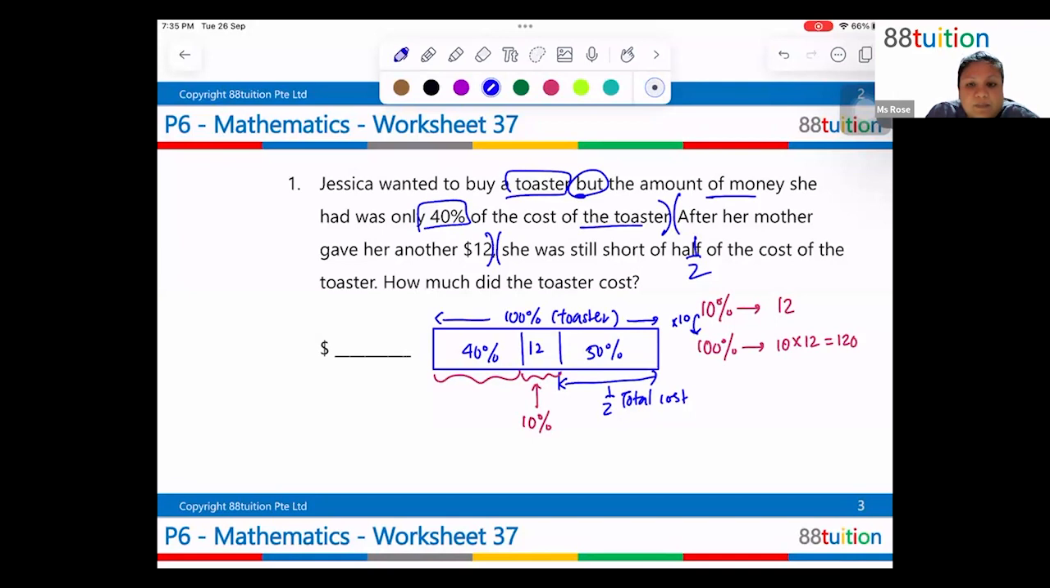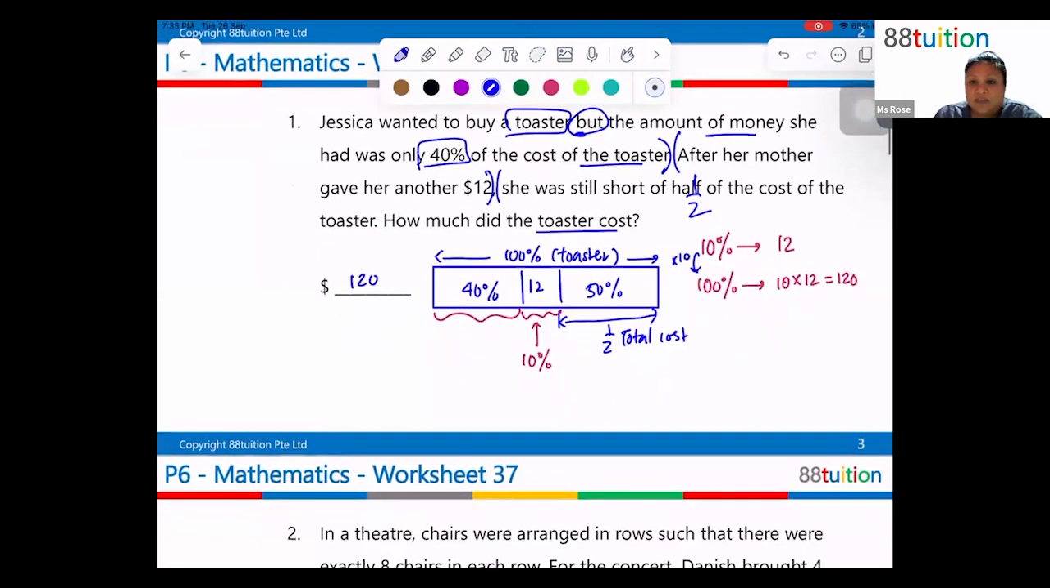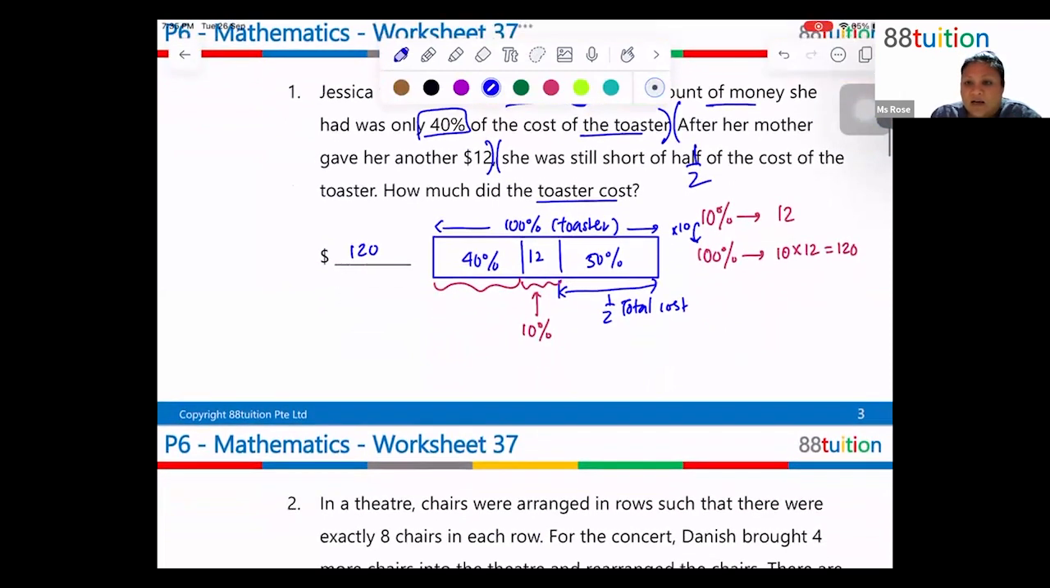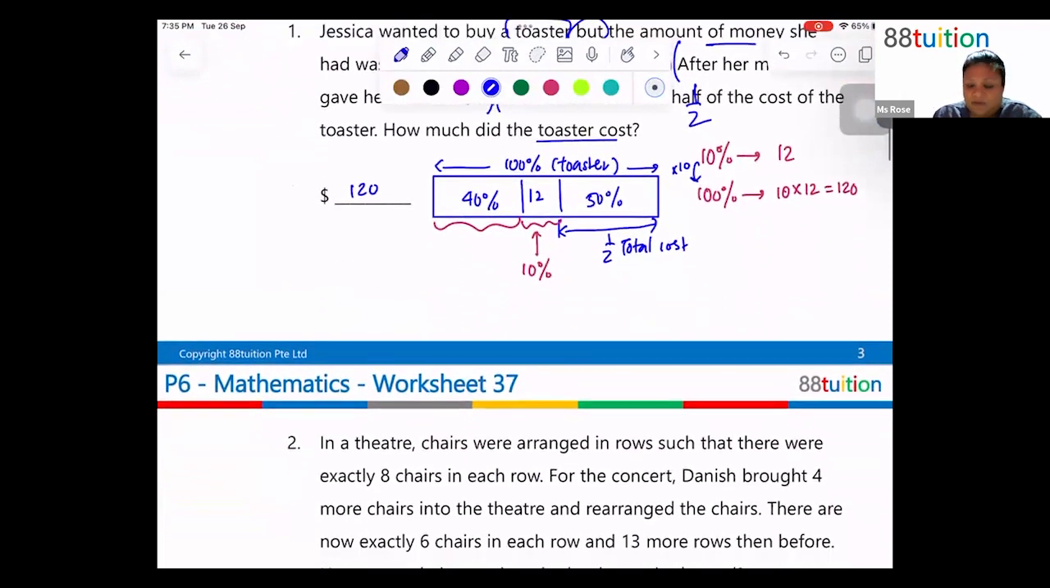I've got quite a number of answers. Okay, now, the rest, no names. So the total cost of the toaster is $120. Okay, no problem.